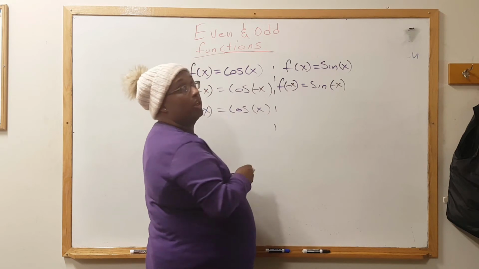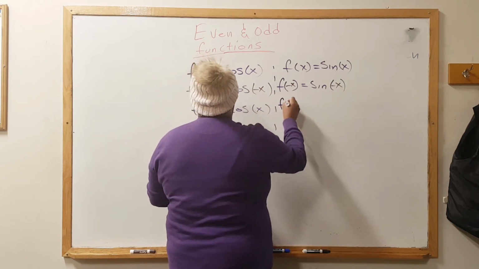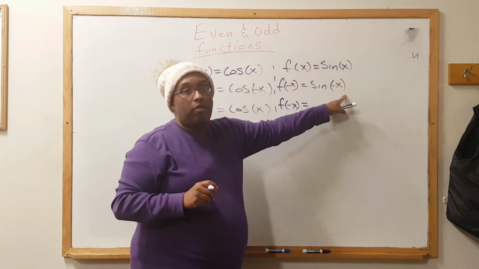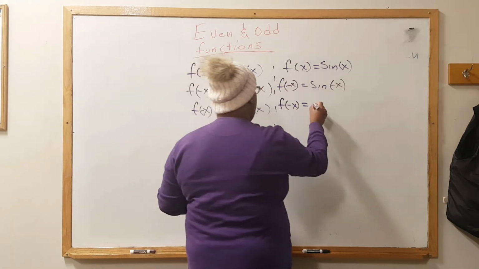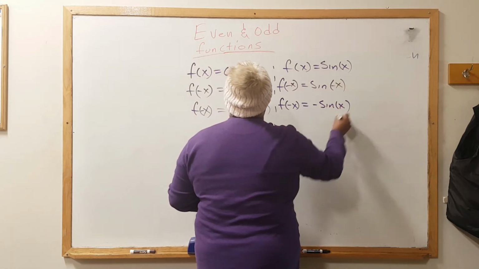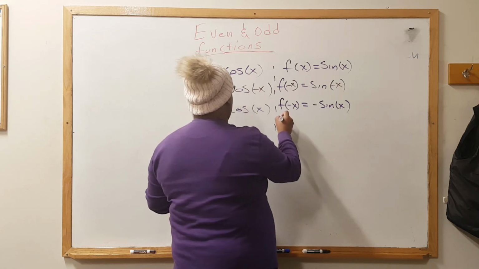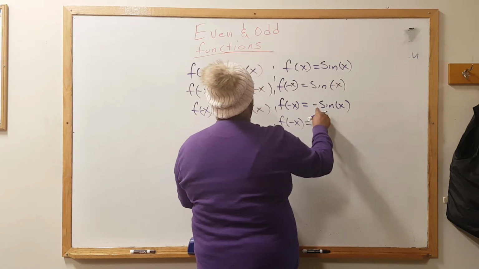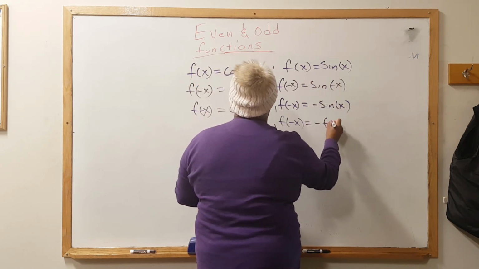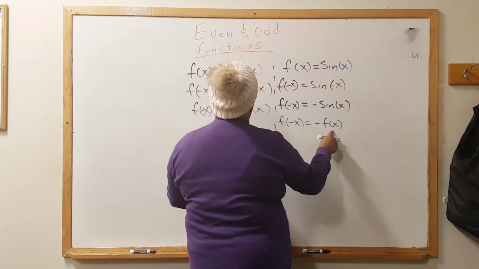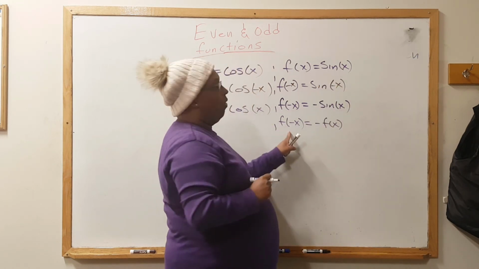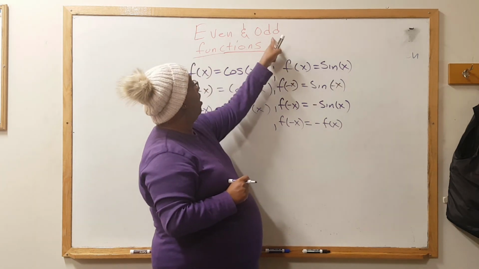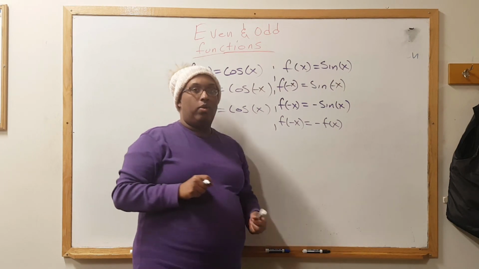We get out, let's find out. f of negative x equals, with the sine, the negative gets factored out. So it comes in the front, negative sine x. And that's the same as f of negative x equaling negative f of x, which we called sine x to begin with. So if we plug in a negative and we get out the opposite of the original function, this is an odd function.